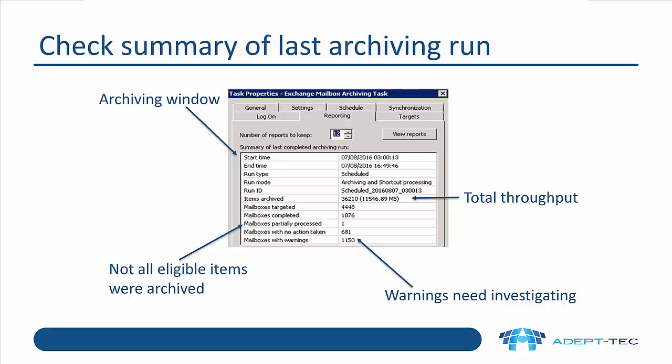It also tells you things like the mailboxes that have been partially processed. So that's an important factor because that indicates there was one mailbox in this example which still had eligible items that couldn't be archived in the archiving window. In this example, there were 1,150 mailboxes with warnings, and these need to be investigated by looking in the archiving report. I'll show you that in the demonstration.